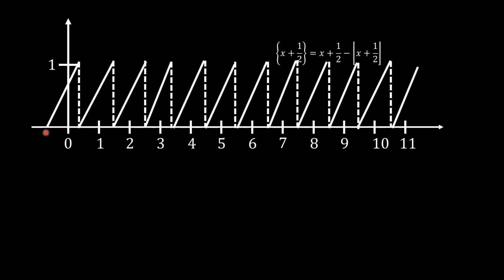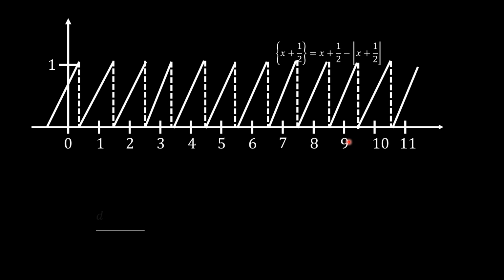So you have it increase from 0 all the way up to 1, then it drops down at that transition point of x equals a half, x equals 1.5, x equals 2.5, x equals 3.5, all the way to x equals 10.5. But our integral only stops at 10 here.